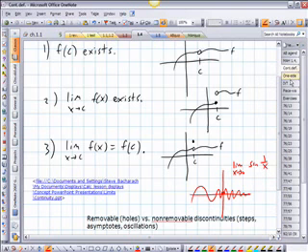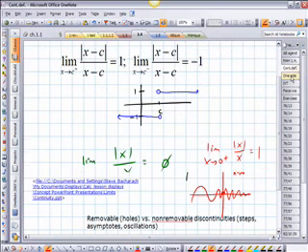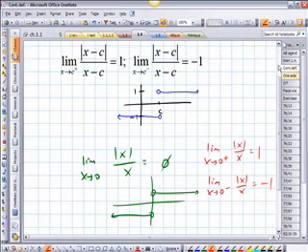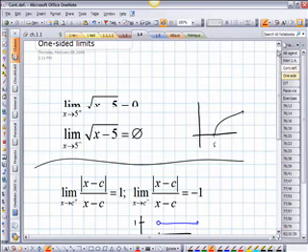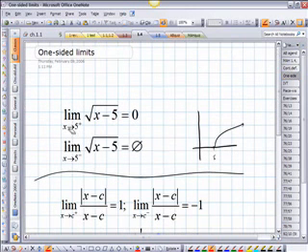Now, as far as one-sided limits go, here we have some examples of some one-sided limits. If you take the limit as x approaches 5 from above of the square root of x minus 5, you get 0. Something a little more than 5 minus 5 is a little more than 0. The square root of that is 0.